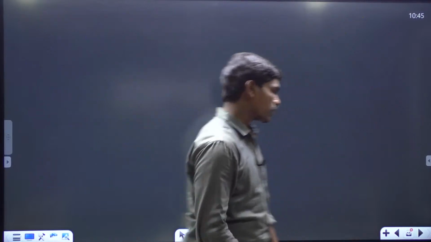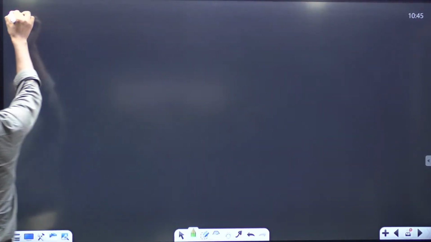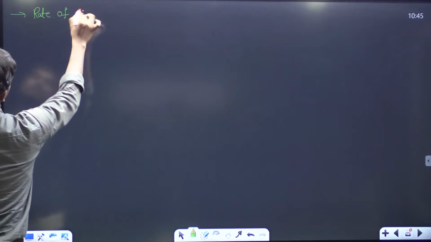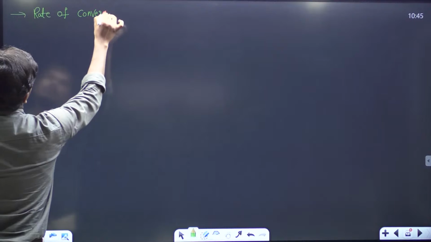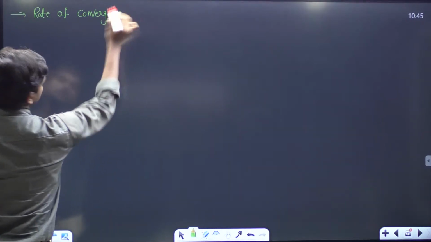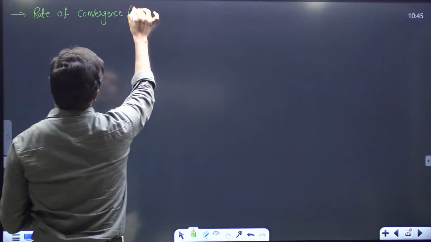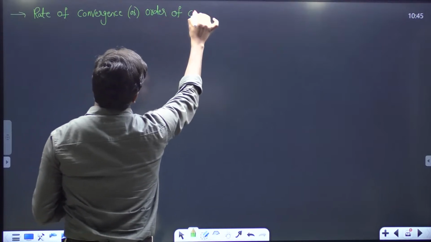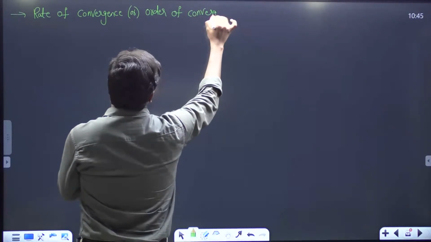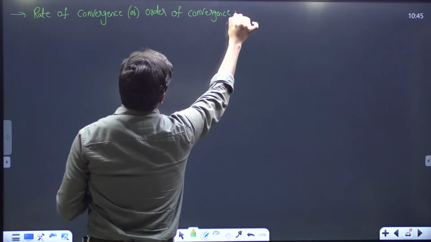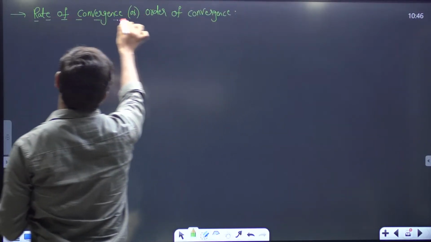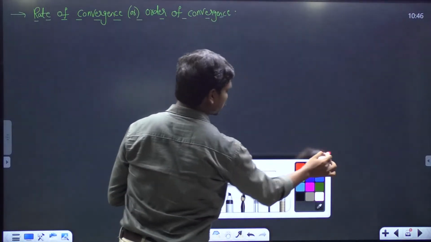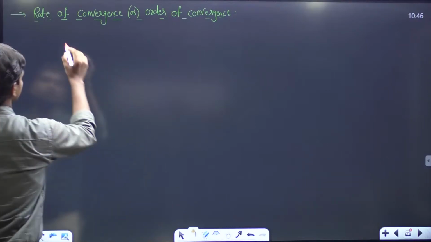Now, we'll discuss one important thing called rate of convergence. This is also called order of convergence. Let us see the difference between these two. Sorry, both are the same thing actually. Let us see what the definition of this is.